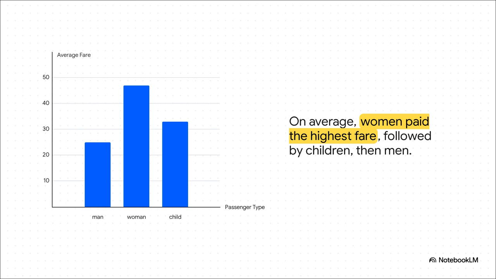Well, the story jumps right out at you, doesn't it? That bar for women is way higher than the others. That means, on average, women paid the most for their tickets. Then came the children, and then the men, who, on average, paid the least. It's wild. With just a handful of lines of code, we've just uncovered a really interesting little social and economic fact from a huge historical event.